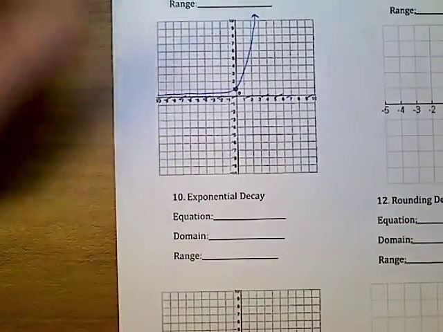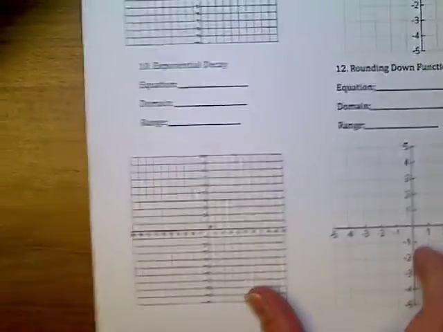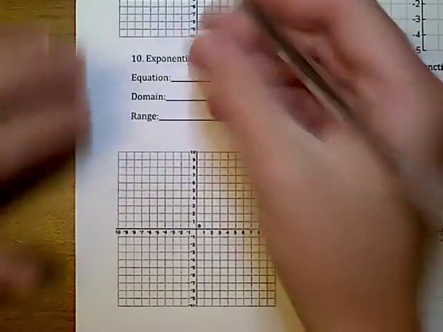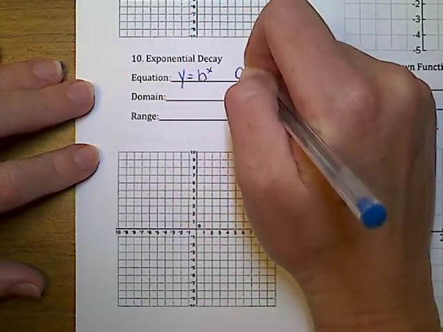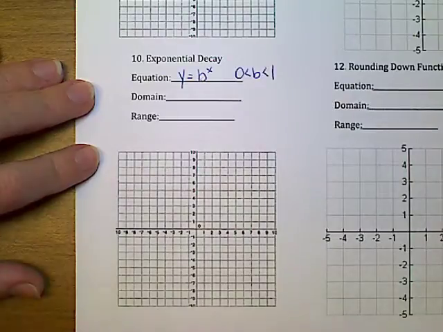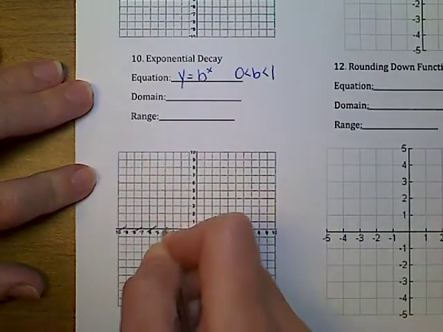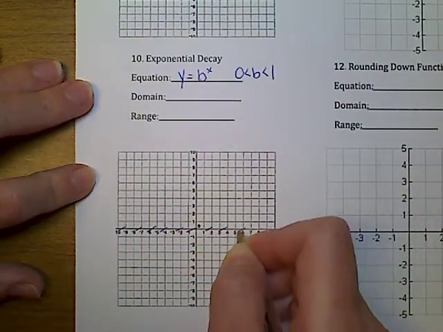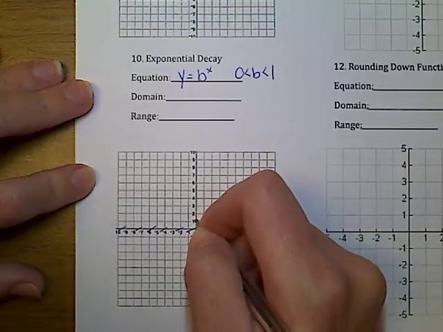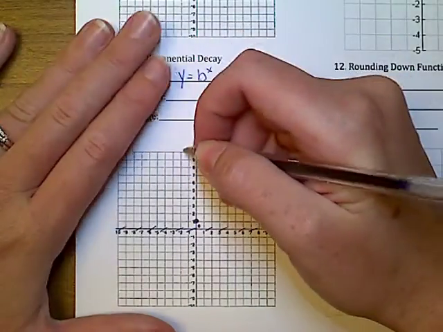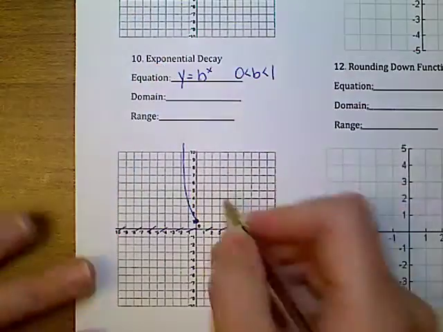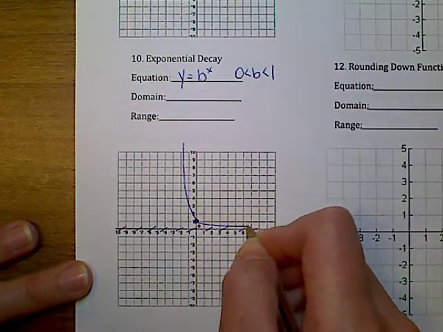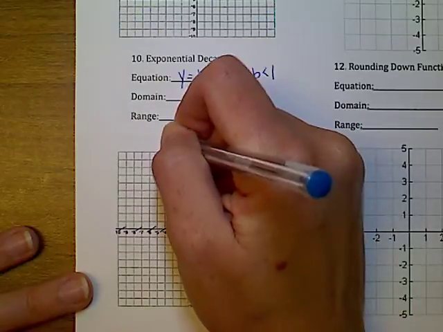Let's go down to the next one, which brings us to exponential decay. Same idea, except b is between 0 and 1. Still an asymptote. Still a y-intercept at 1. But this one starts up really high and quickly decays or decreases.